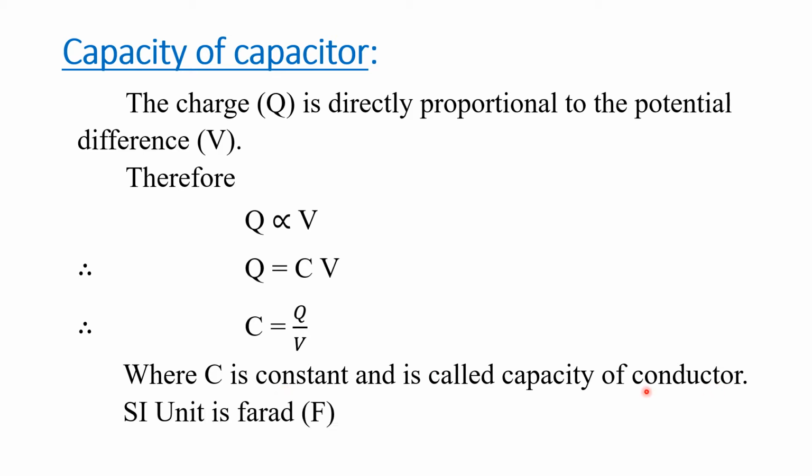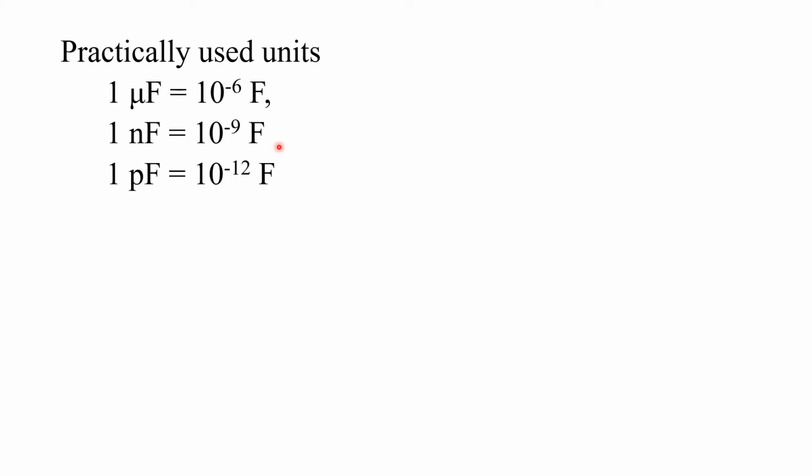The SI unit of capacity of a capacitor is farad. It is denoted by the letter F. So farad is a big unit. For practical purposes, we use small units. One of them is microfarad. So one microfarad is 10 raised to minus 6 farad. 1 nanofarad is 10 raised to minus 9 farad. 1 picofarad is equal to 10 raised to minus 12 farad.